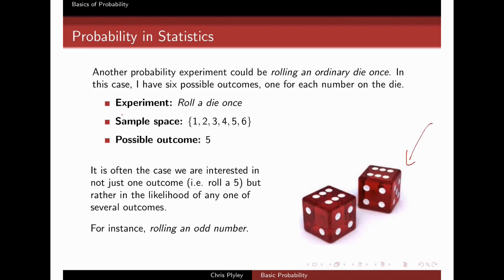And oftentimes it's the case that I'm not interested in just one particular outcome of my sample space, but I might be interested in the likelihood of any number of several outcomes combined together occurring. So for instance, I might not be worried about this outcome. I might be worried about something like what are the odds, or what is the probability that I roll an odd number? What's the probability that I roll a prime number? What's the probability that I roll a 6 or a 2 or something to that effect?